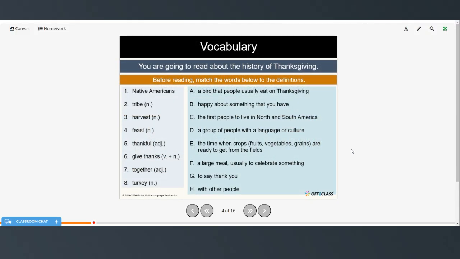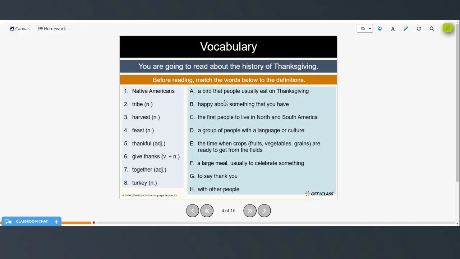Well, we're going to read about the history of Thanksgiving, but first we want to look at some vocabulary words and try to match those with their definitions. So you can go ahead and pause the video and try to match the words on the left with the definitions on the right. And then when you're ready to see the answers, you can restart the video.